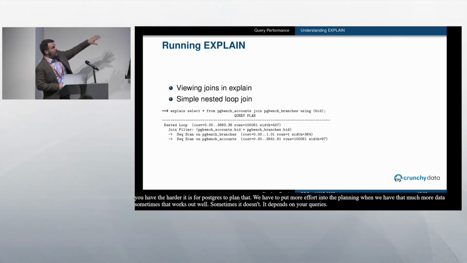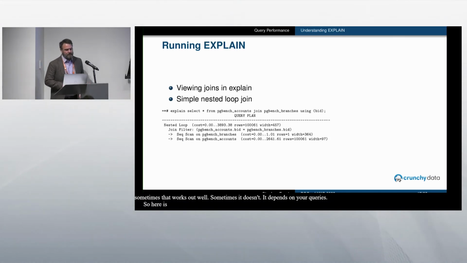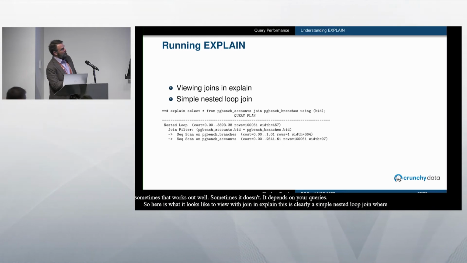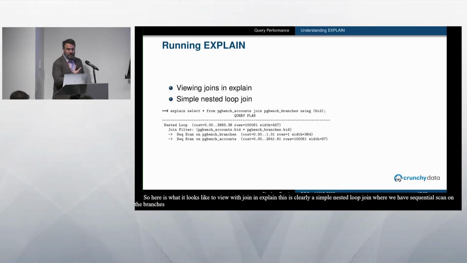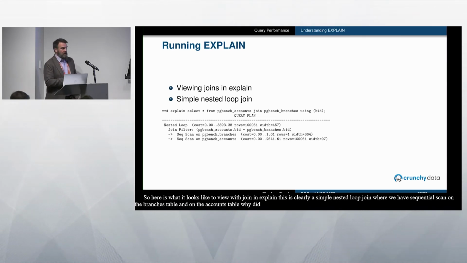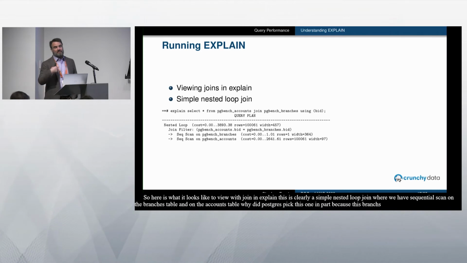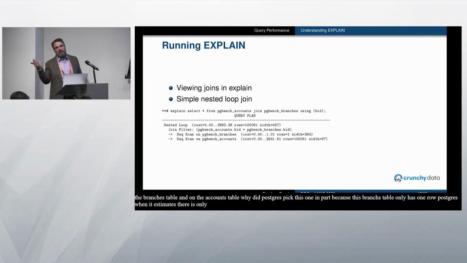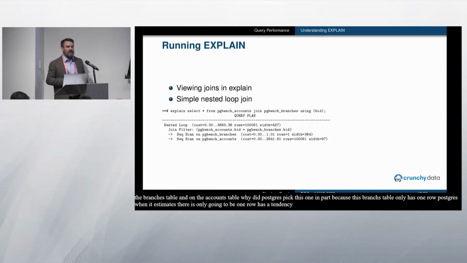So here's what it looks like to view a join in Explain. This is clearly a simple nested loop join where we have a sequential scan on the branches table and a sequential scan on the accounts table. Why did Postgres pick this one? Well, in part because this branches table only has one row. When Postgres estimates there's only going to be one row, it has a tendency to say, well, only one row, nested loop is going to be great for this.